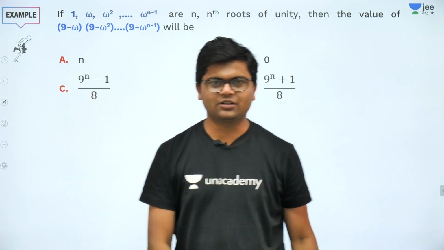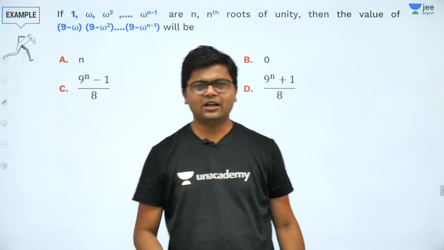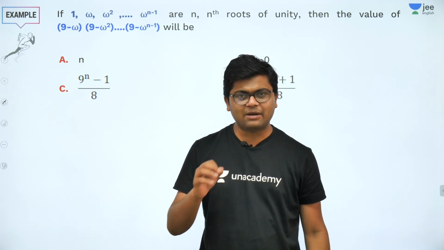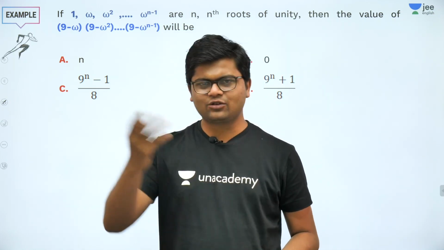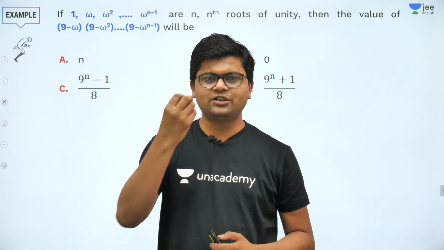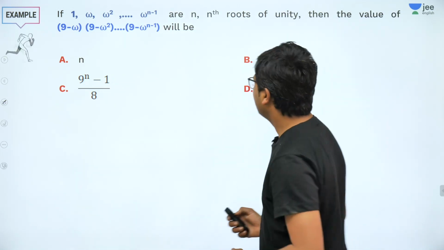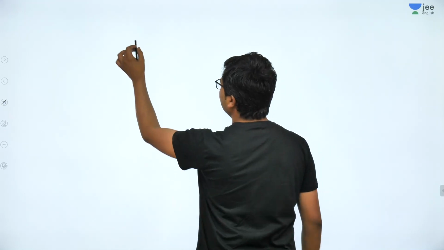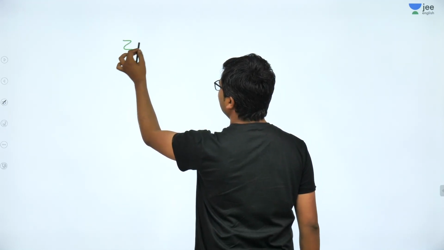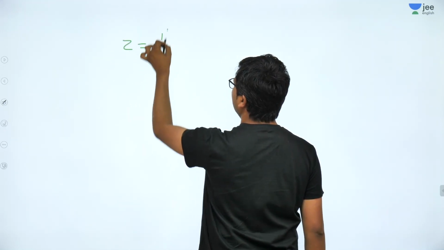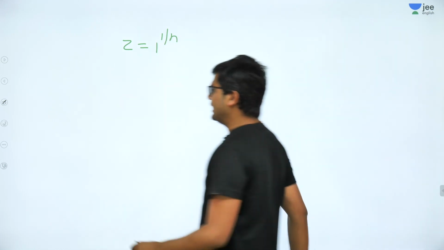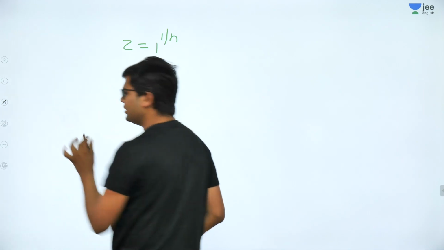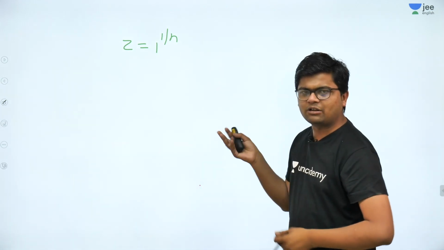This is a wonderful question. If 1, omega square and omega raised to the power n minus 1 are nth roots of unity, then find the value of this expression. Got my point? Okay ji, so let's start. What we have been given is that suppose I have the equation z is equal to 1 raised to the power 1 by n. Now the right hand side is the nth root of unity. Unity means ones and nth root means 1 by n.